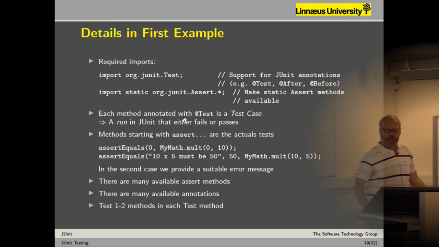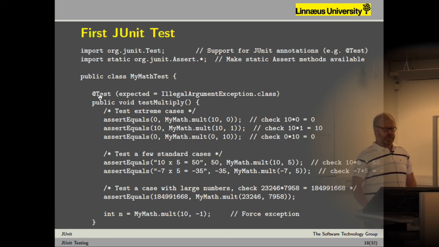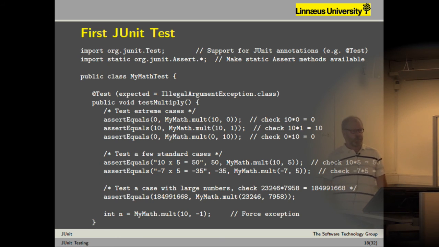Each method must be annotated with @Test. You see here is my Java method where I do my test. You must annotate it in this way. This is the one that tells JUnit that this is a test case. You might have other methods in your class, but they are not a part of the test case. So this annotation will inform JUnit that this is one of the methods that should be tested.